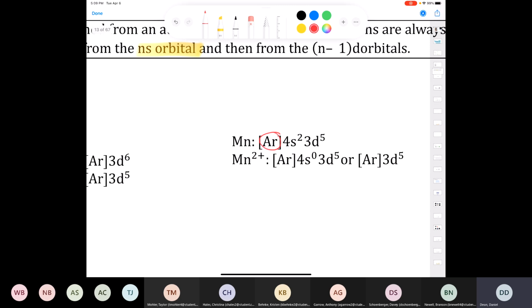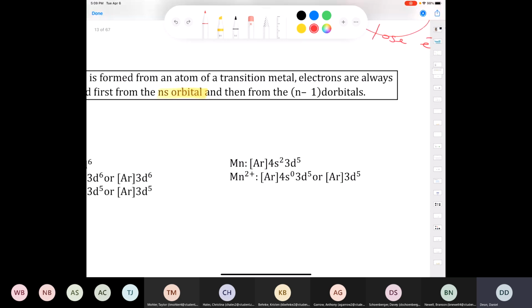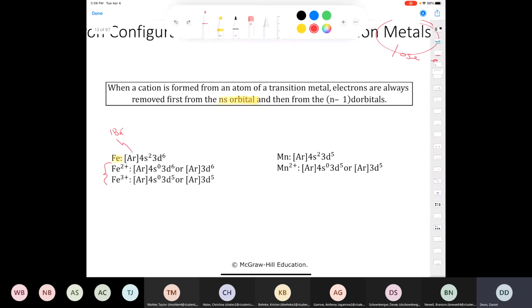So we have the core electrons here. We have 4s2, 3d5. If we want to make a 2+ cation for our manganese, we would remove the electrons from here. There's a name for this rule, which is not in our textbook, so I'm not going to write it down. But sometimes you hear this called the first in, first out rule.